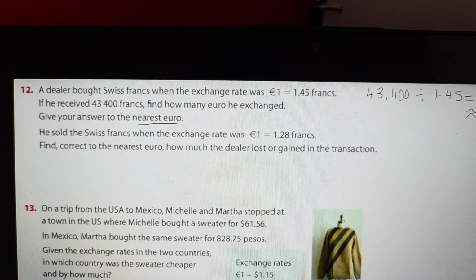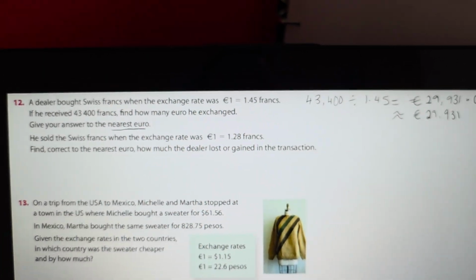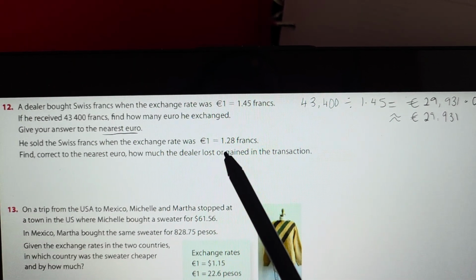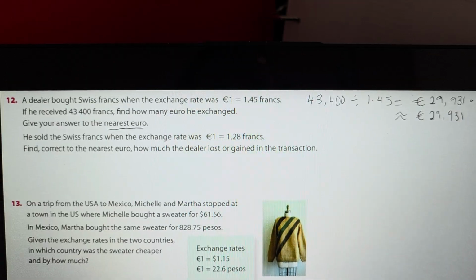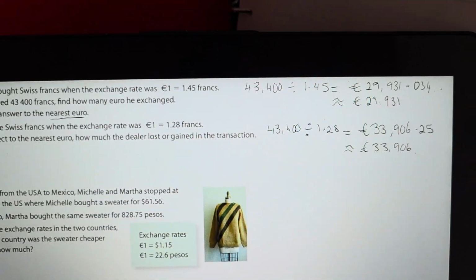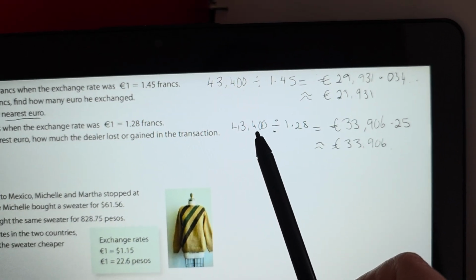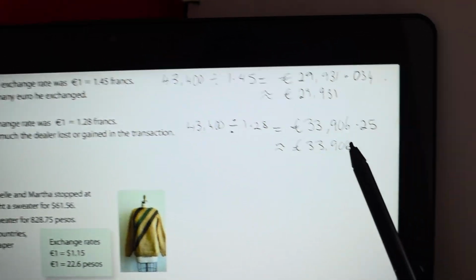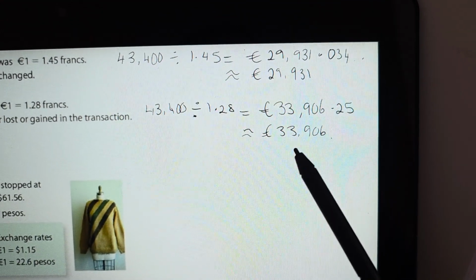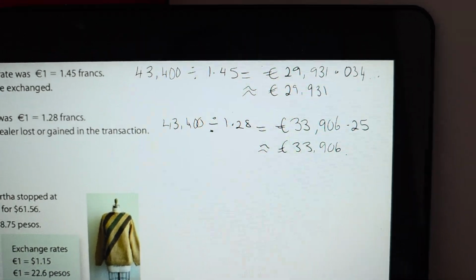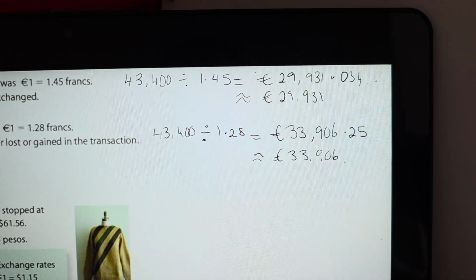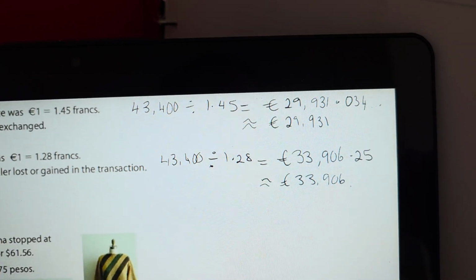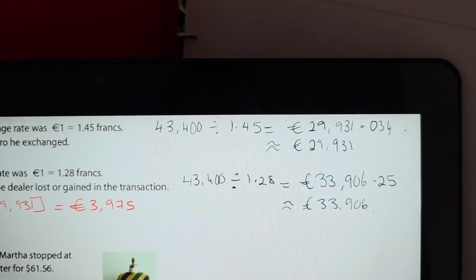Okay. So I am now going to work with my conversion. I'm going to use the different conversion rate to see whether it was a gain or a loss that he made. So the 43,400, this time I will divide it by the exchange rate, 1.28, to convert it into euros, and I'll round that to the nearest euro, and I get 33,906. So the question did say, did he gain or lose in the transaction? Well, he obviously gained, considerably.